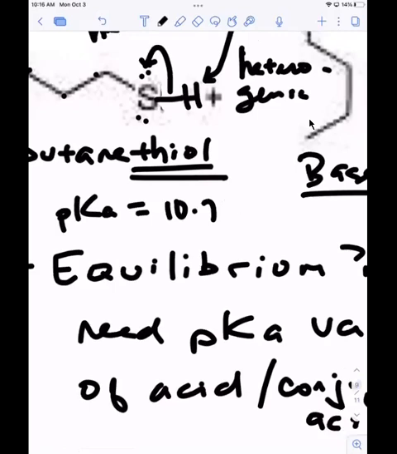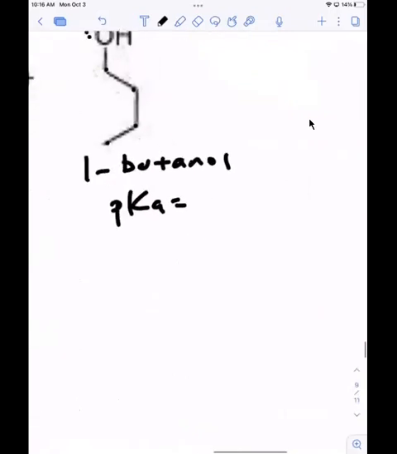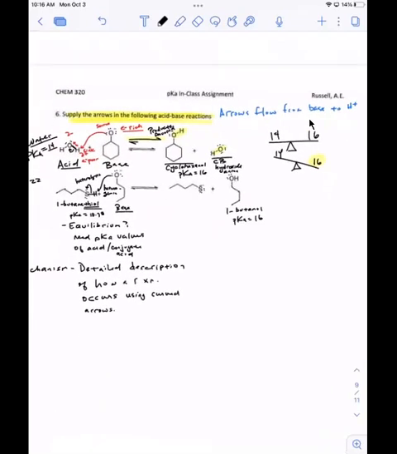So this is 10.78. At 16, I think. Most of your alcohols are going to range somewhere between 15 and 16 for pKa. All right, so we know those values now. We got 10.78 for butane thiol, 16 for butanol.